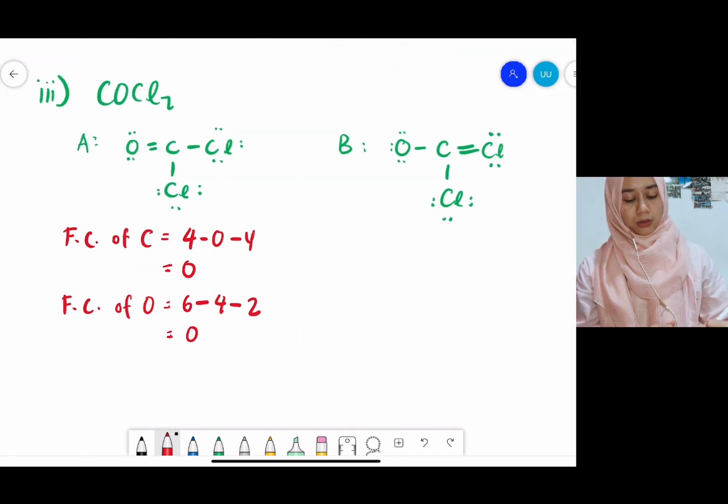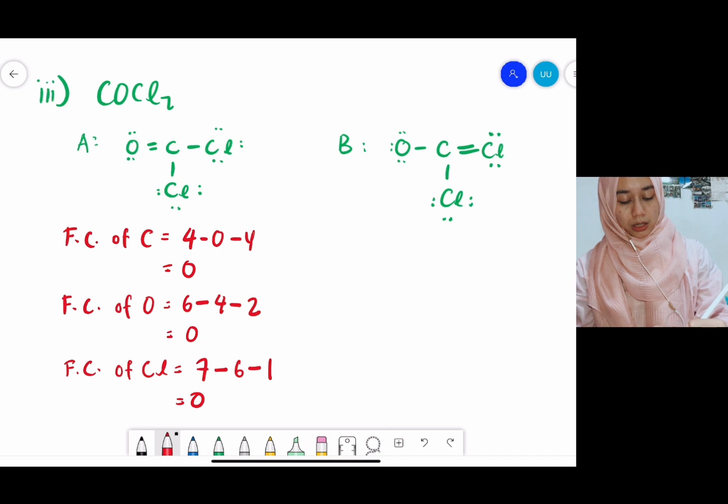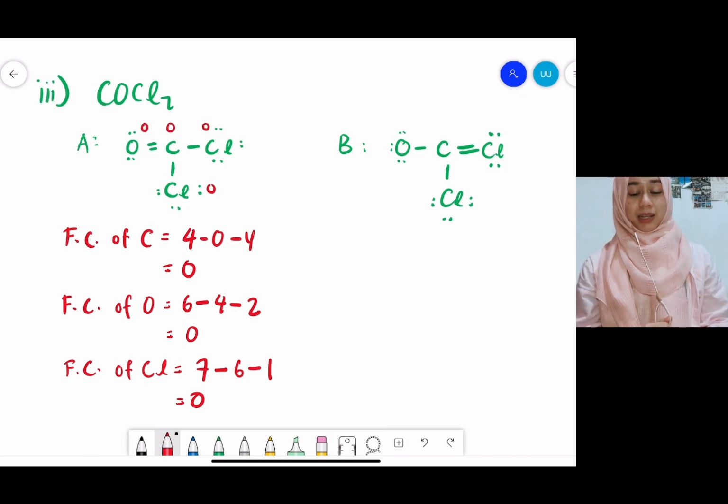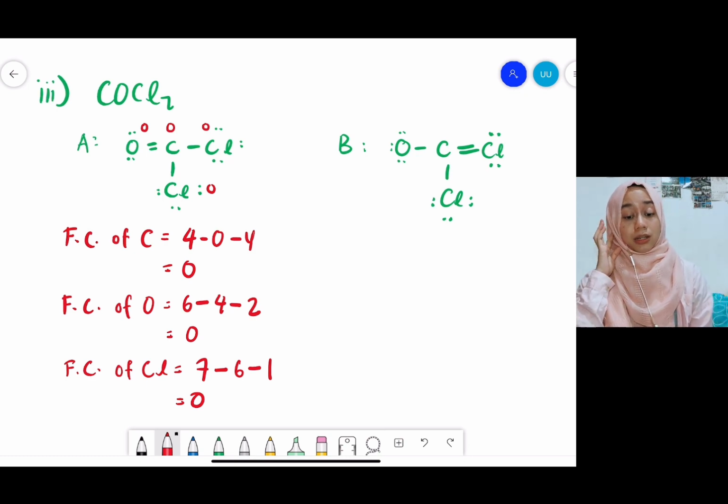Meanwhile, formal charge untuk Cl pula. So, valence electron untuk Cl adalah 7. So, dia tolak dengan ada 3 lone pair, bermaksud ada 6 lone pair electron. And then tolak 1 bonding pair. So, sini 0 juga. So, semua formal charge kat sini adalah 0. Sebenarnya, bila kita tengok semua 0 ni, dah macam confirm lah A sebenarnya adalah the most plausible Lewis structure. Sebab dia equals to 0 total formal charge dia.